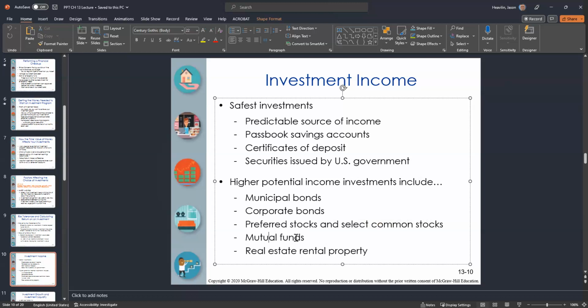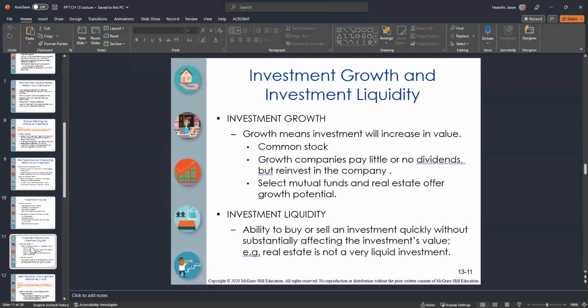Mutual funds is pretty much another way to call common stocks within this definition, because what it means is that it has stocks in it that pay dividends. Investment growth and investment liquidity. Okay, let's talk about growth.